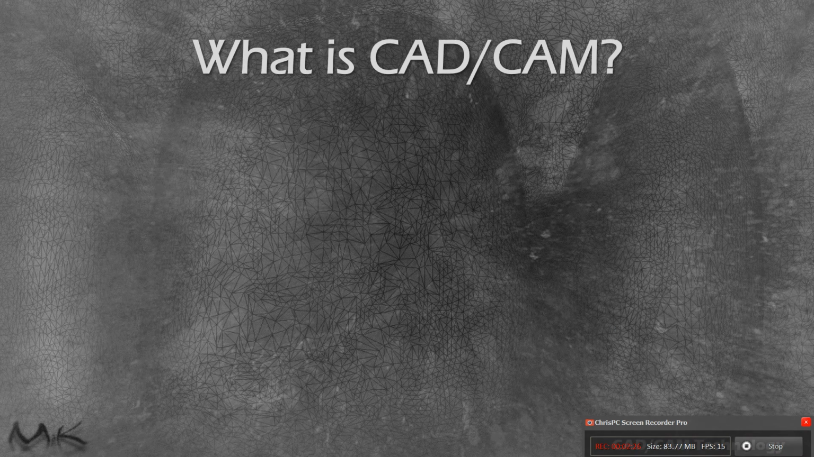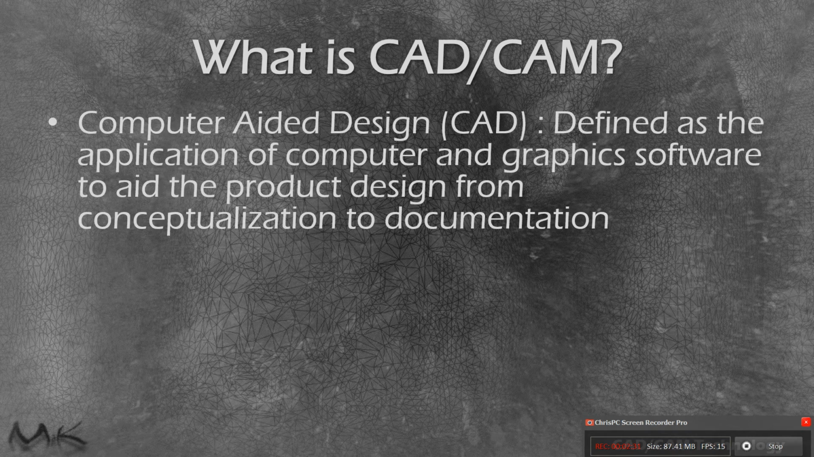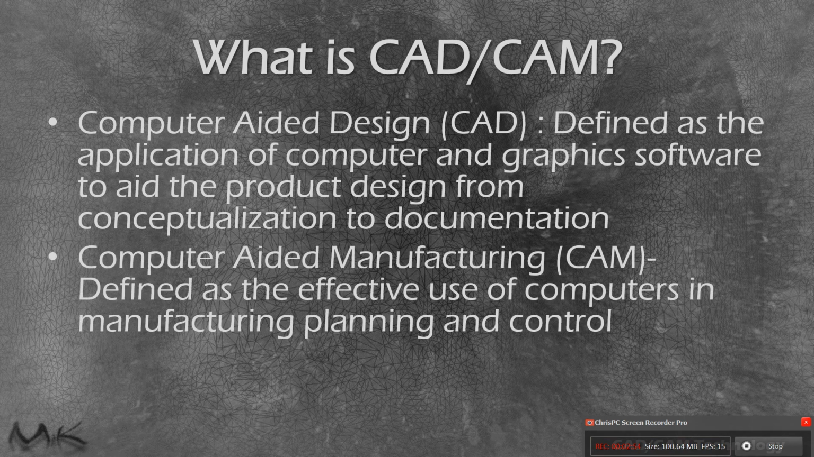So I'd be remiss if I didn't mention what CAD/CAM actually is. We often think of CAD/CAM when we think of CEREC, or something like the Emerald scanner and Planmeca system. We think of computer-aided design and computer-aided milling, but in actuality, computer-aided design is the application of the computer and graphics software to help our product design from conceptualization to documentation and final production. The computer-aided manufacturing is the use of computers in the manufacturing, planning, and control of our process.